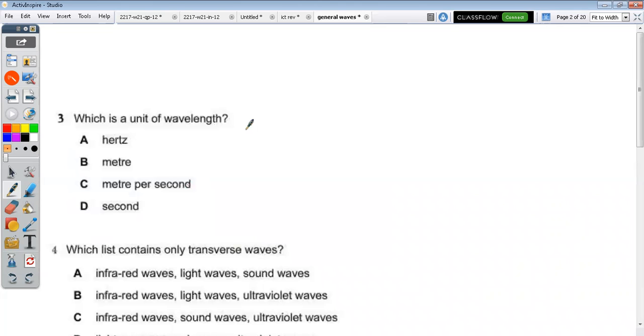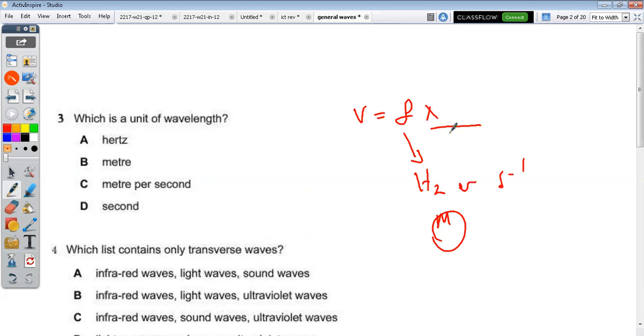What is the unit of wavelength? What is wavelength measured in? I gave you the formula, V is equal to that. Frequency is hertz or per second. And this is what? Meters. Wavelength is distance, meters, the SI unit. Are you together?